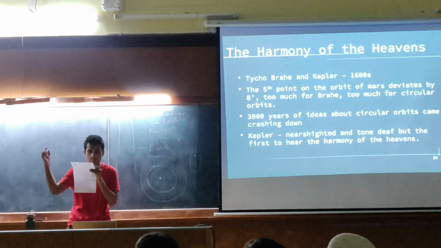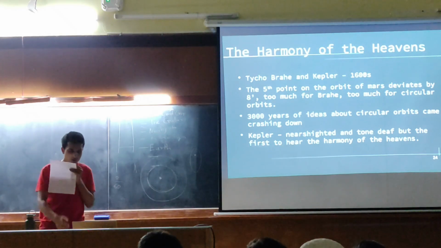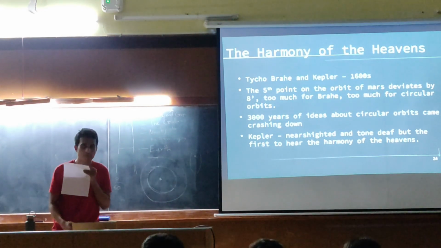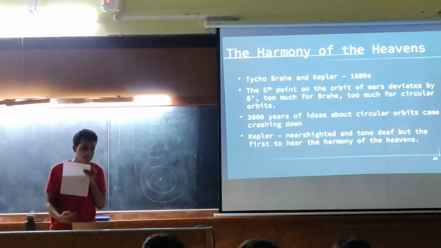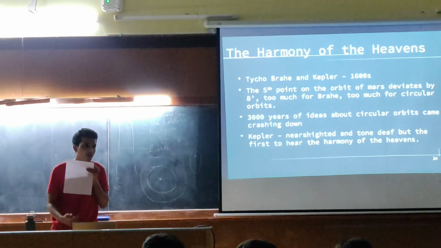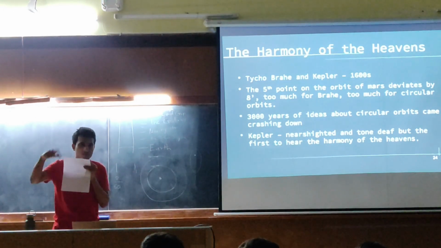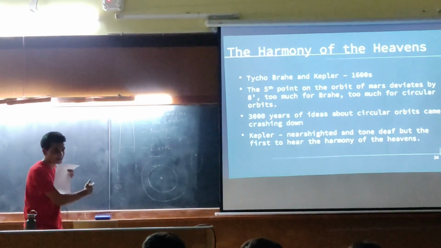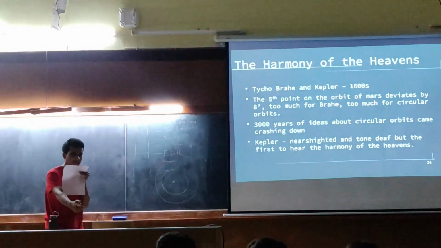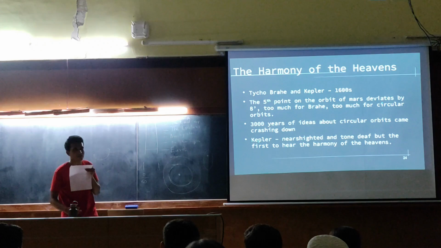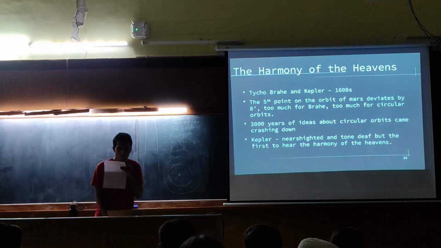So there were these famous 3 laws of Kepler which he got empirically using these observations, and Kepler was incidentally nearsighted, so he never saw the stars properly. If you're nearsighted, you can't see the stars without goggles. So he never saw the stars. He just had the data from Brahe, and he was also said to be the first person to hear the harmony of the universe.